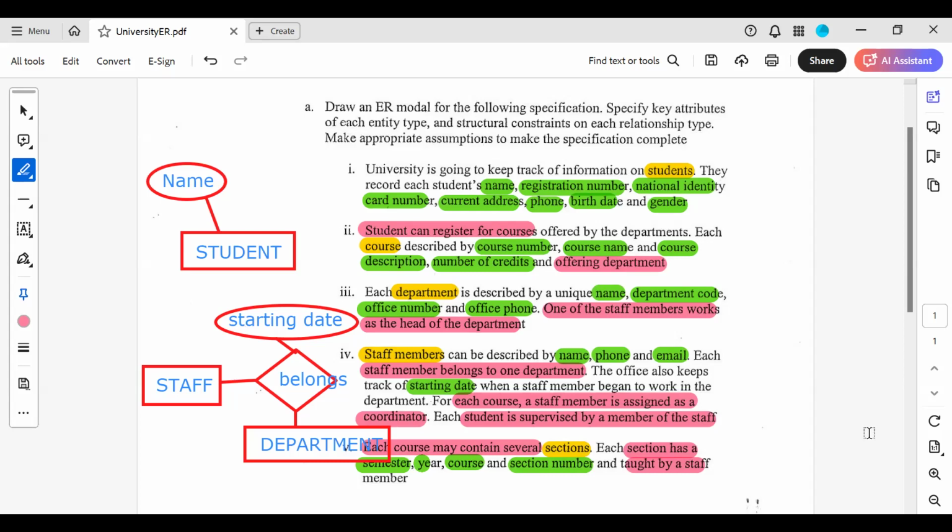Okay. One more thing I didn't discuss. Now, there are regular entity types. There are weak entity types. Can you tell me, out of these entities, what are the regular, what are the weak?